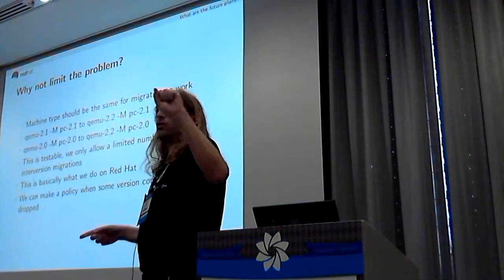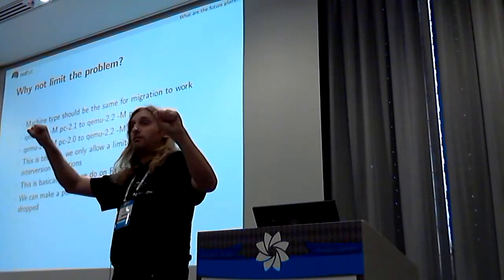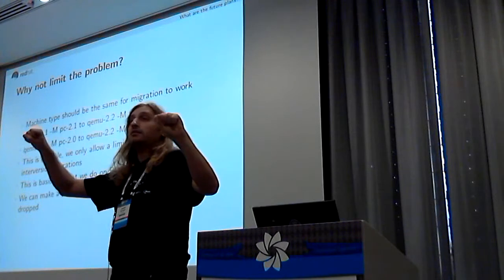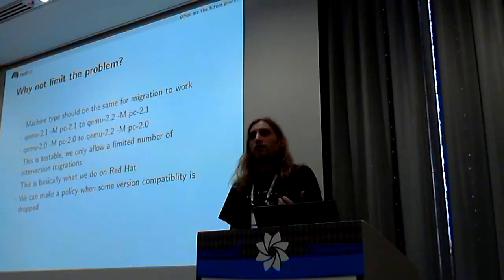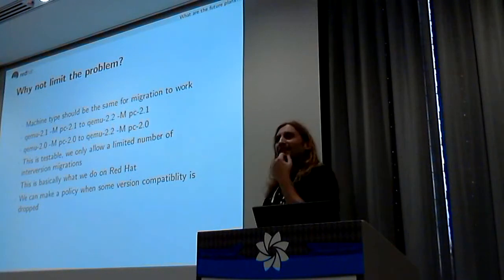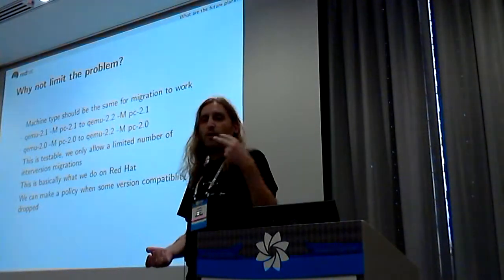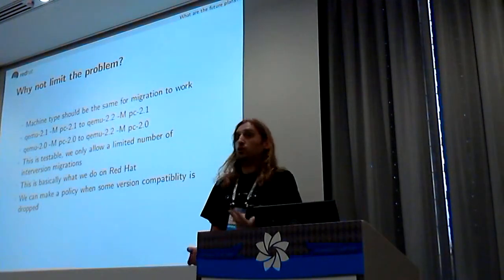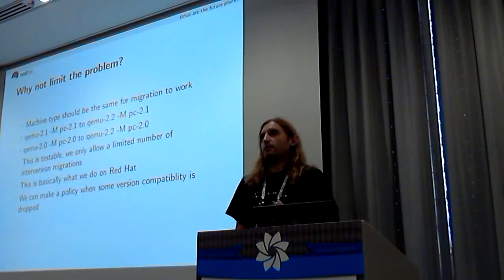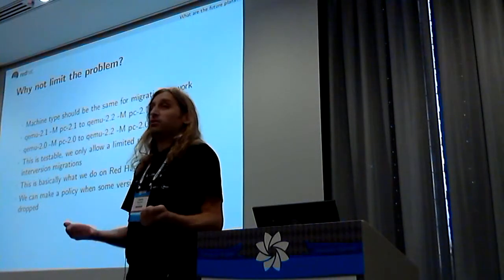We run from QEMU 2.0 to QEMU 2.2 with the machine type PC 2.0. This is testable. And there is another thing: if we find one problem, we can always fix it. The worst possible case is that we have to ship the two devices, the one that was in PC 2.0 and the one that is in PC 2.2. This basically has never happened to us in practice, but we have a last-resort chance.